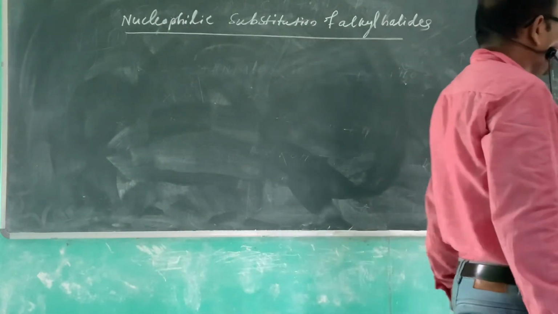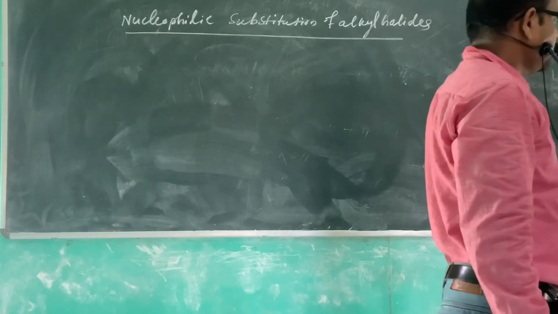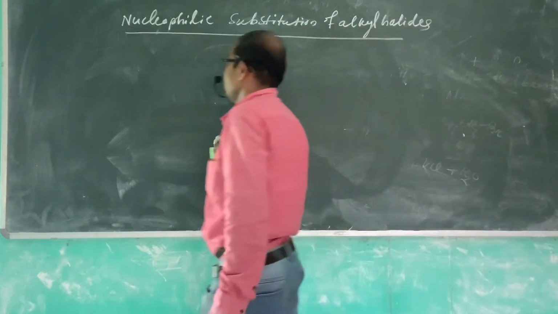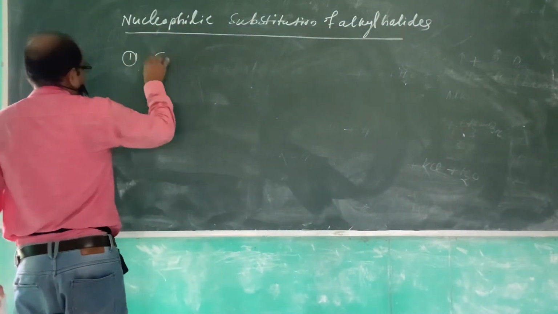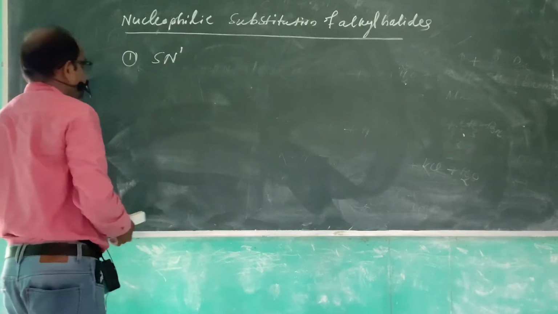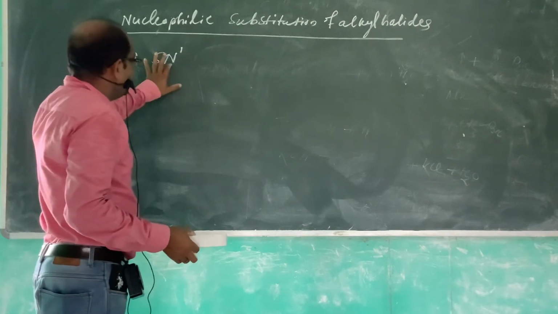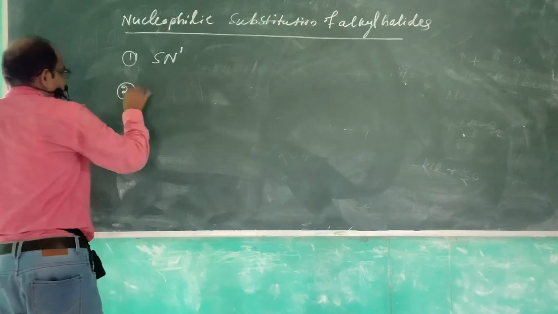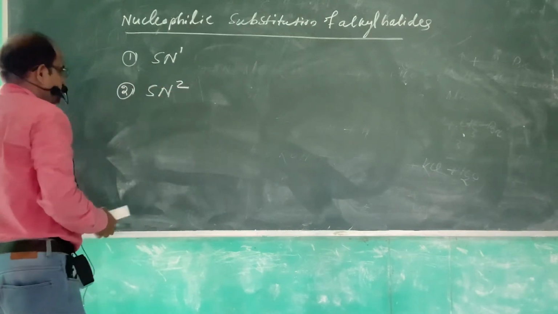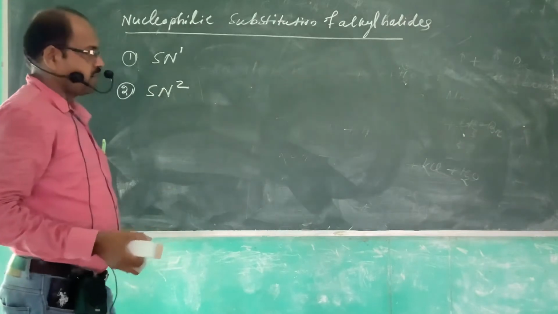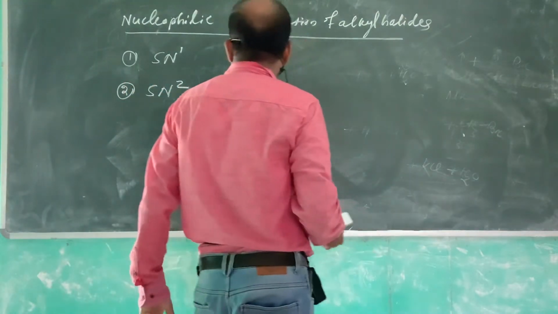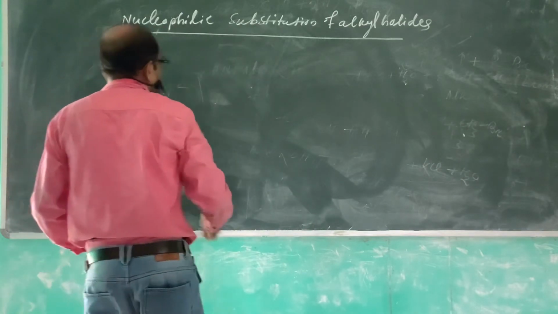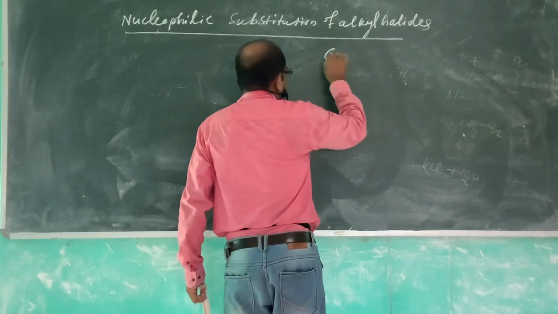Generally, alkyl halides undergo two types of nucleophilic substitution reactions. The first one is called the SN1 reaction, that is substitution nucleophilic unimolecular. The second one is called the SN2 reaction, that is substitution nucleophilic bimolecular. Let us consider the substitution nucleophilic unimolecular reaction, the SN1 reaction.